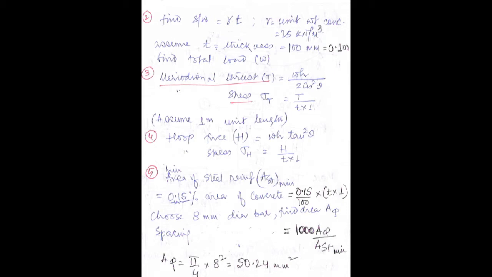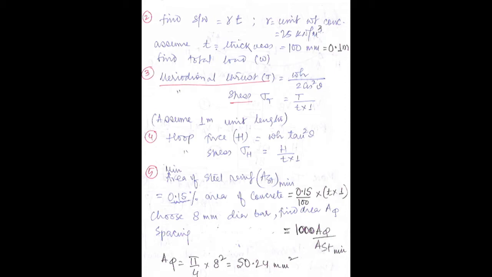Here you assume T is the thickness of the dome, that is equal to 100 millimeter. Assume it as the initial thickness, and then you can find the total load W by adding the self weight and the given live load or the snow load, whatever is given in the problem. So you can add the self weight with that and the other loads, and then you can get the total load, that is W.